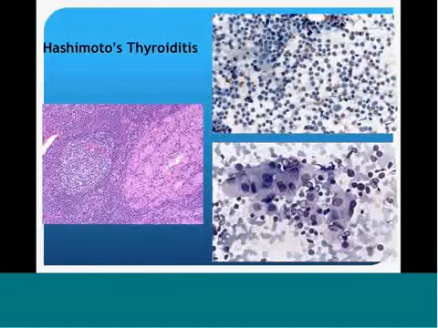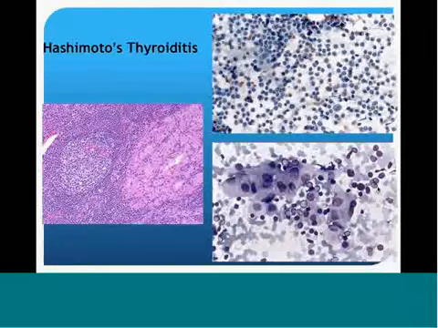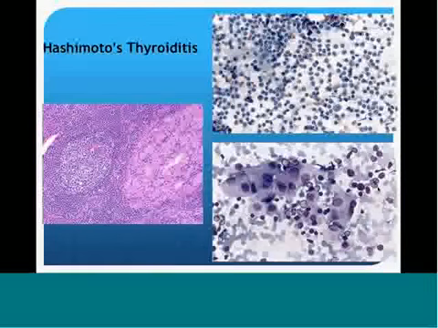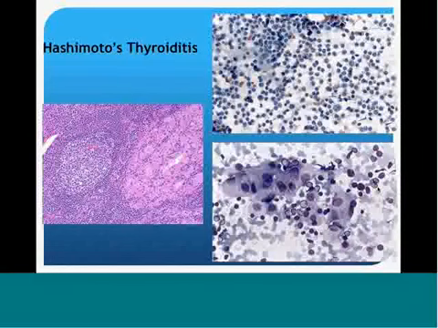So Hashimoto's thyroiditis is also commonly seen on aspiration biopsy. On the left-hand picture, you see a very heavily lymphocytic picture where you also see Hürthle cells. Hürthle cells are very common in lymphocytic thyroiditis. The upper right-hand picture is a Papanicolaou stain of purely lymphocytes, which can also be seen, as I mentioned before. There can be a purely lymphocytic component and no follicular cell component seen. And then on the lower right, you can see Hürthle cells also associated with lymphocytes.